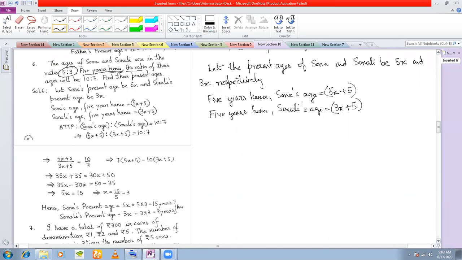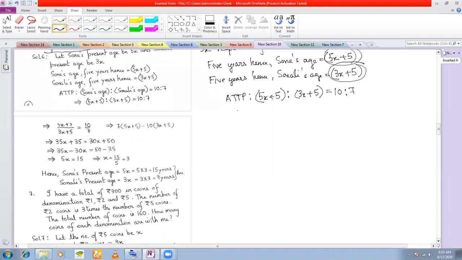5 years hence, the ratio of the ages will be 10:7. That means, according to this problem, after 5 years, the ratio of the ages, that is this by this, 5x plus 5 is to 3x plus 5, will be what? 10:7 after 5 years. So we will form an equation from here. 5x plus 5 by 3x plus 5. Now you cross multiply.